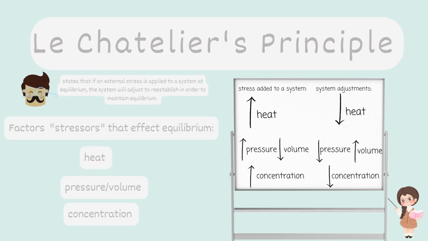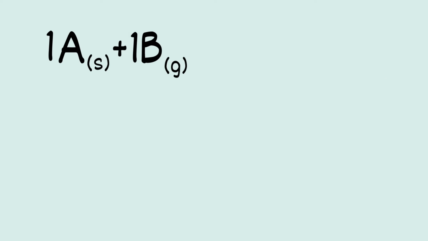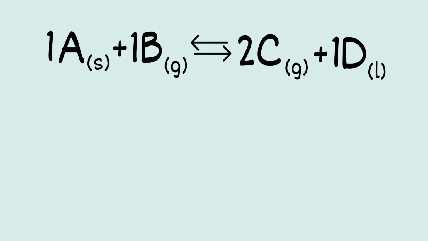This creates a nicely balanced system. And what are we balancing exactly? We're balancing the concentration of product on one side and reactants on another. Now that we have a general idea of Le Chatelier's principle, let's look at a generic chemical equation and apply Le Chatelier's principle to it.